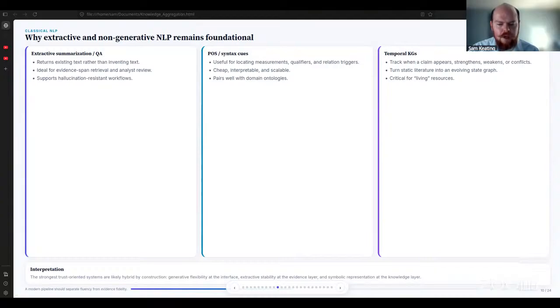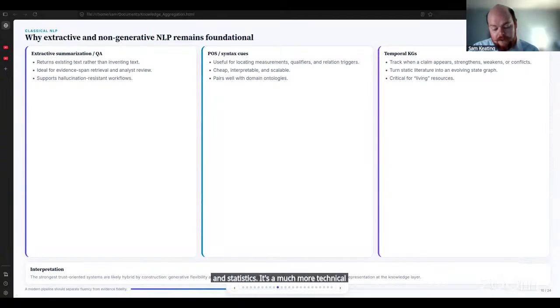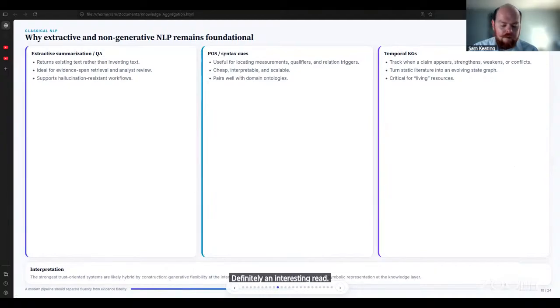Oh, that's the title of the book I was thinking of, Bernoulli's Fallacy. It's about Fisher, Ronald Fisher, and statistics. It's a much more technical read. I have not finished that audiobook yet. The full title is Bernoulli's Fallacy: Statistical Illogic and the Crisis of Modern Science. Definitely an interesting read, much more involved than the average book, but seems well written.